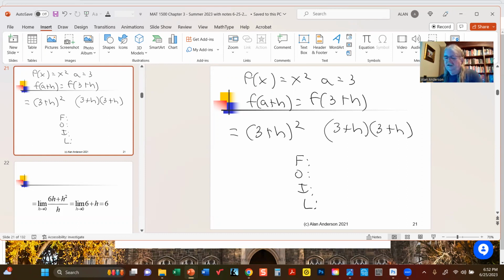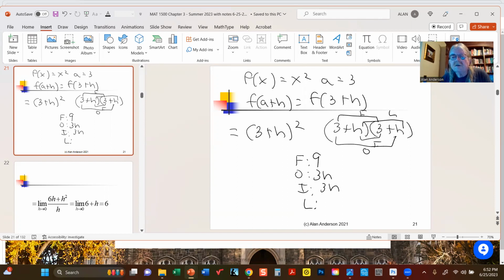Oops, hold on one second. And so F is here, O is here, I is here, 3h again. And then finally, last would be these two terms, which is h squared. Okay, so all of this ultimately equals 9 plus 6h plus h squared.